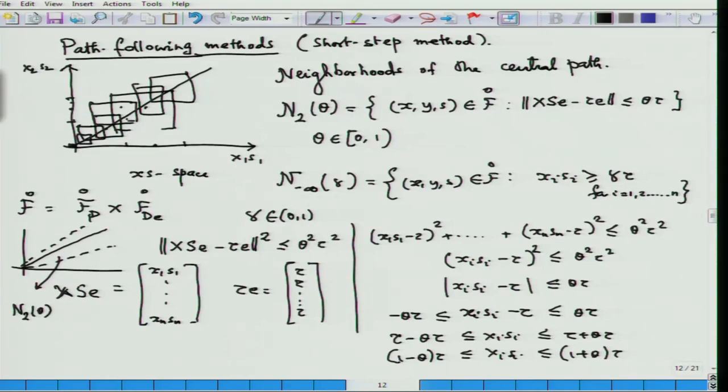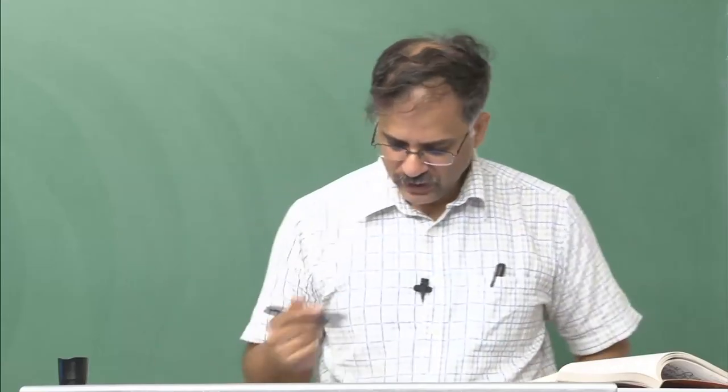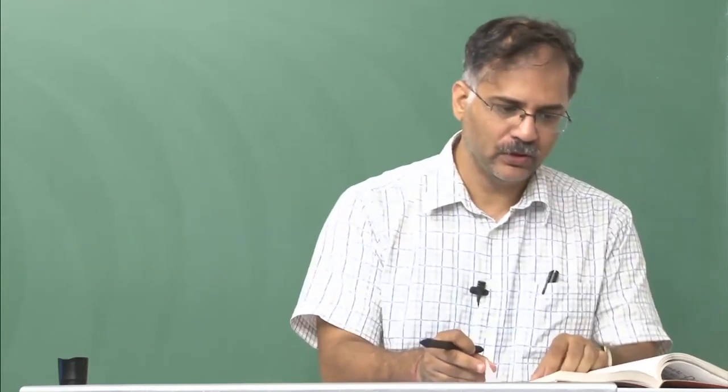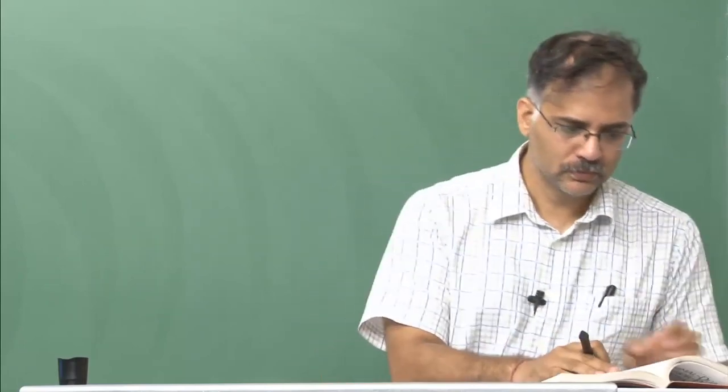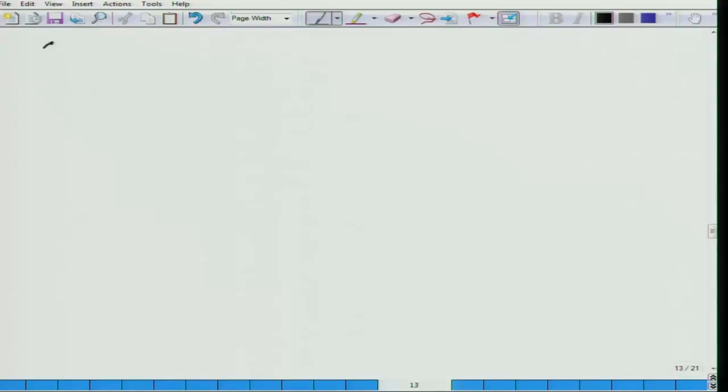So, what is happening with this N 2 theta is that you can now start from a point here, move to a point here. The algorithm should be such that, and that is what I will show you, the short step method would be such that you are always remaining within this N 2 theta. But you cannot take very large steps, because then there is a chance of you getting outside N 2 theta. Because of that, this is called a short step path following method when you use such neighborhoods. This neighborhood would allow you to be much more flexible. So, let us for the time being write down the short step path following algorithm.